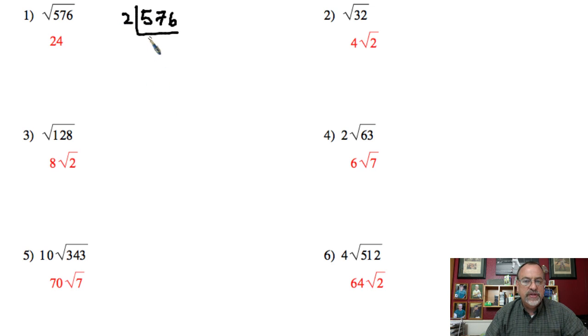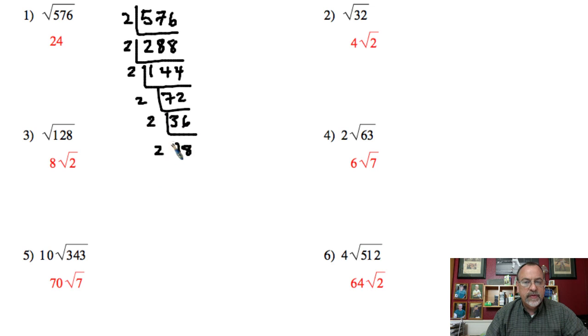We're going to divide 2 into here, and that's going to give us 288. And then that number is divisible by 2, so we're going to use that. And then that number is divisible by 2, and that's divisible by 2, and that's divisible by 2, and that's divisible by 2, and that's divisible by 3, and then that's divisible by 3. And so we have this long list of prime factors of 576. So if I multiplied all these together, I would get 576.